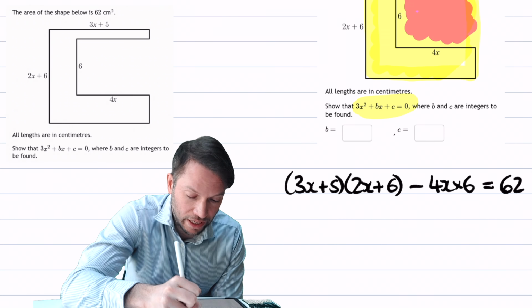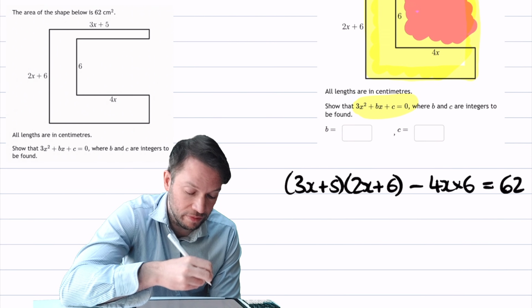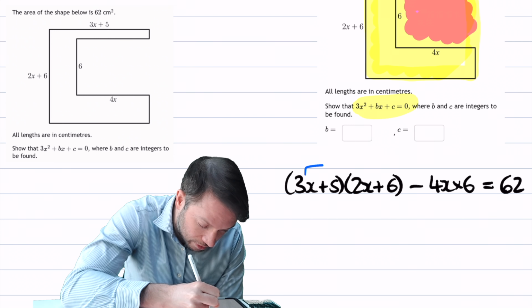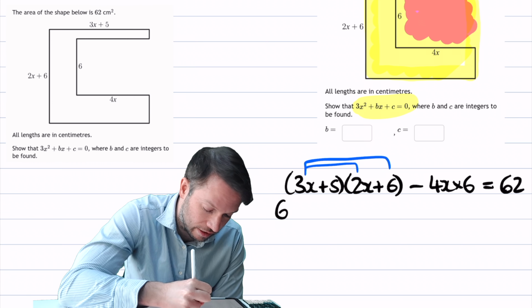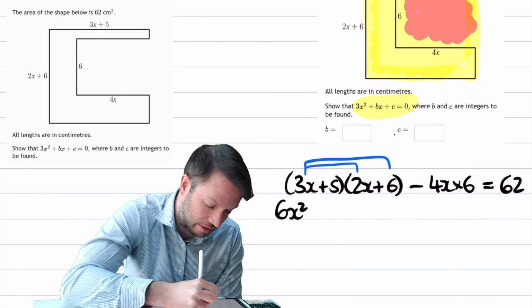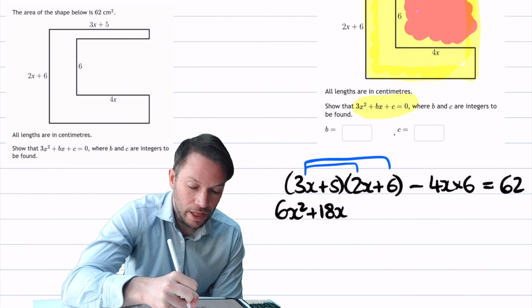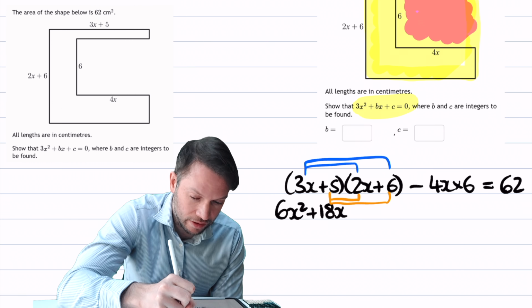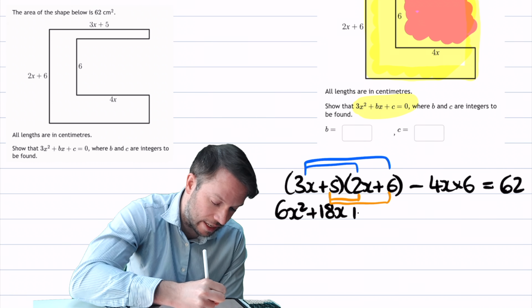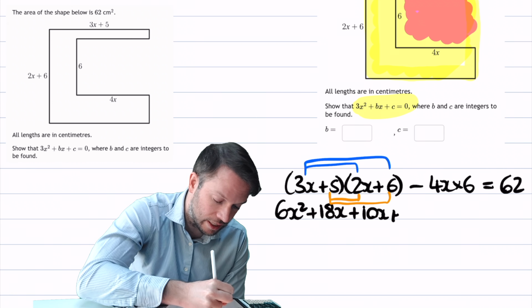Remember, to expand two brackets, we do each term in the first bracket times each in the second. So we're going to do the 3x times the 2x and the 3x times the 6. So 3x times 2x is 6x squared. The 3x times the 6 is 18x. And then we do the second term in this first bracket times each in the second. So 5 times 2x, 5 times 6. So 5 times 2x is 10x. 5 times 6 is 30.